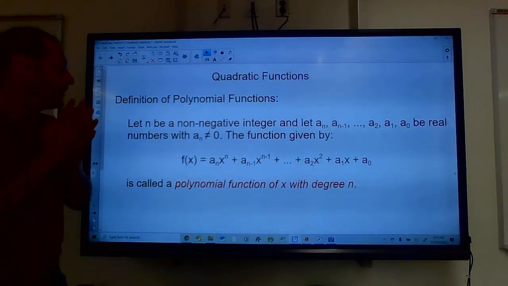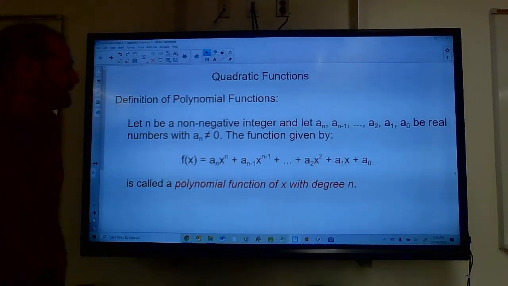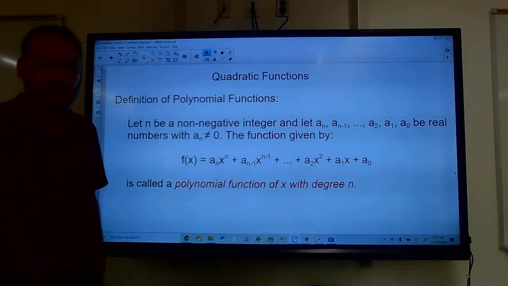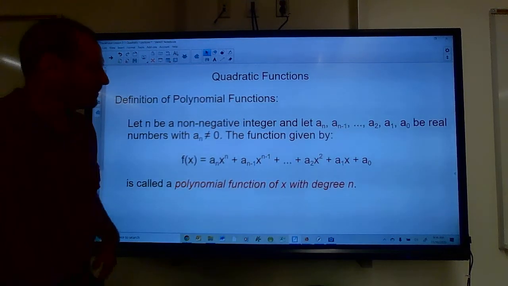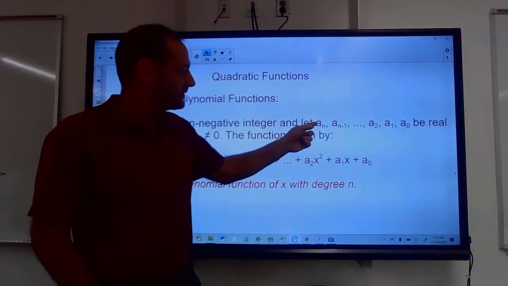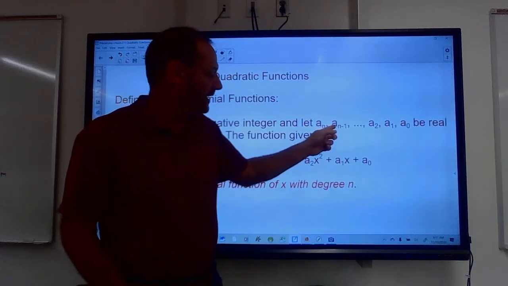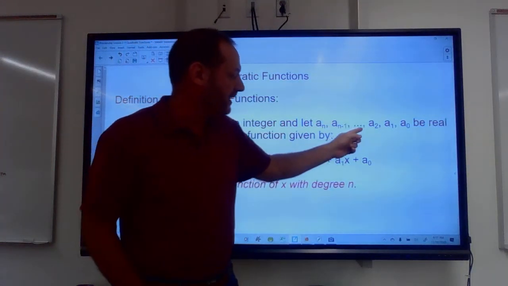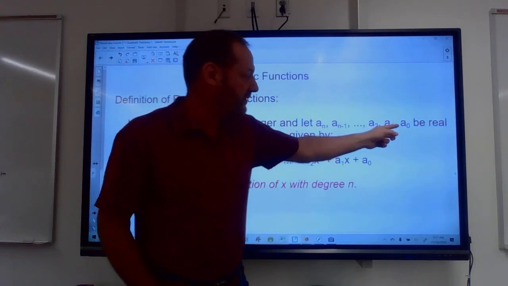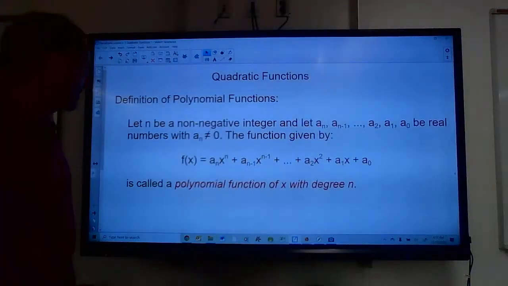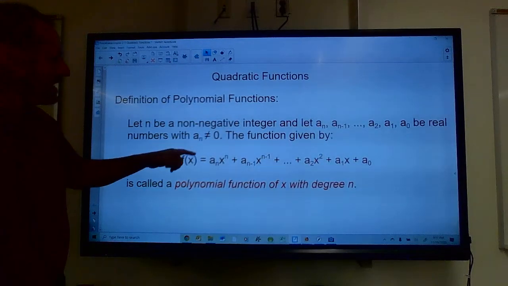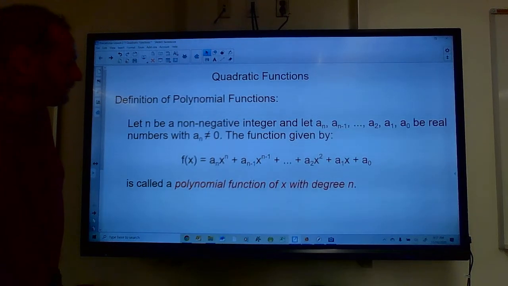Okay, the definition of a polynomial function is: let n be a non-negative integer and let a sub n, a sub n minus 1, a sub 2, a sub 1, a sub 0, where these are subscripts, be numbers with a sub n not equal to 0. Okay, so what does this mean?